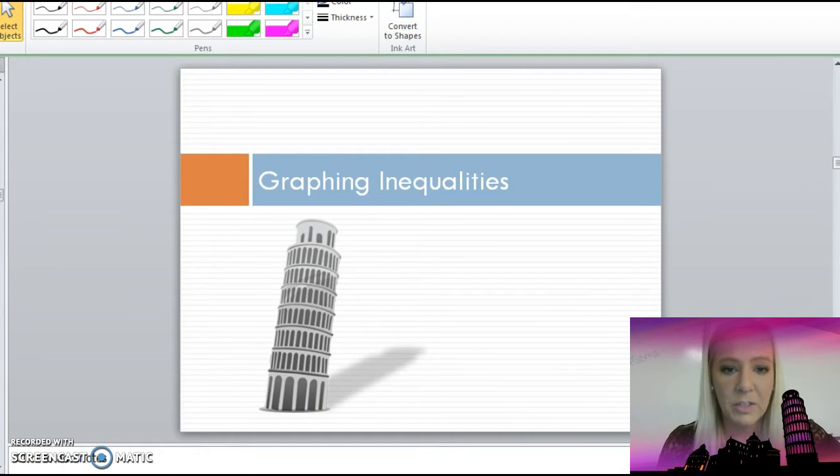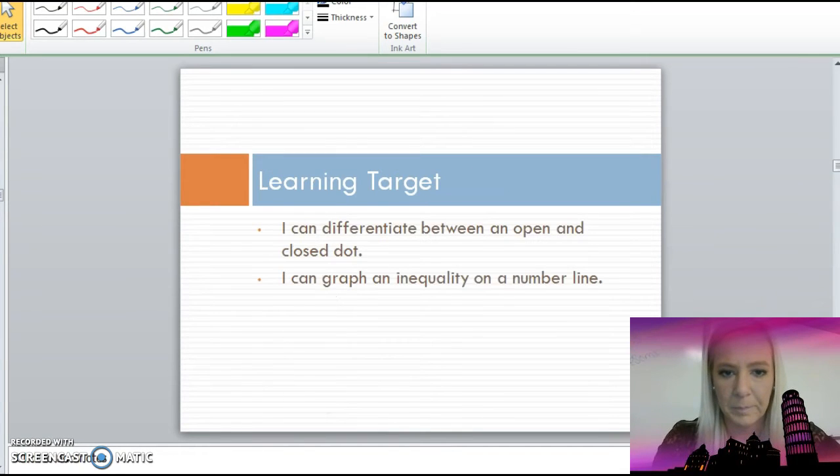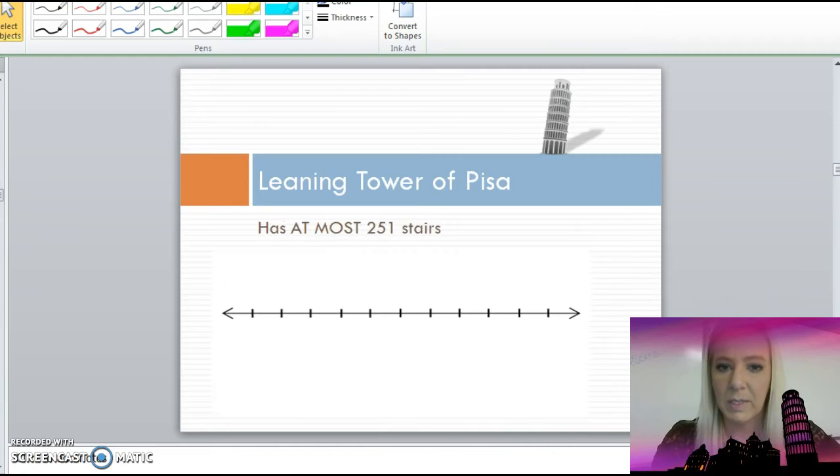Alright, welcome back to your presentation on graphing inequalities. I just got done hiking up the Leaning Tower of Pisa, which we'll talk about in a minute. But our learning target for this presentation is being able to differentiate between an open and closed dot and to graph an inequality on a number line. So let's go back to our Leaning Tower of Pisa.